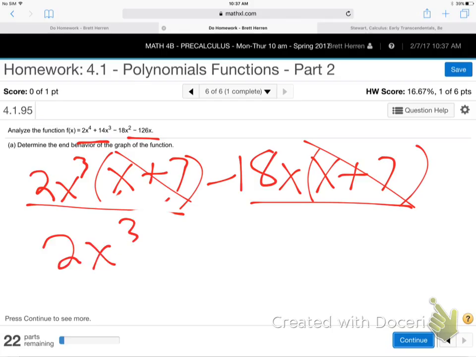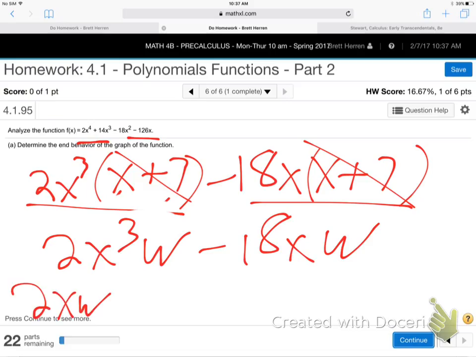What if somebody gave me 2x cubed w minus 18x w? I'm going to erase that in a minute, but let me get you the idea about what I'm about to do. You would look at that and go, they both got a w, right? And they have a 2 and an x. So you would go 2xw, wouldn't you? Right? And what would that leave? I think x squared and minus 9? And then you'd factor the x squared minus 9.